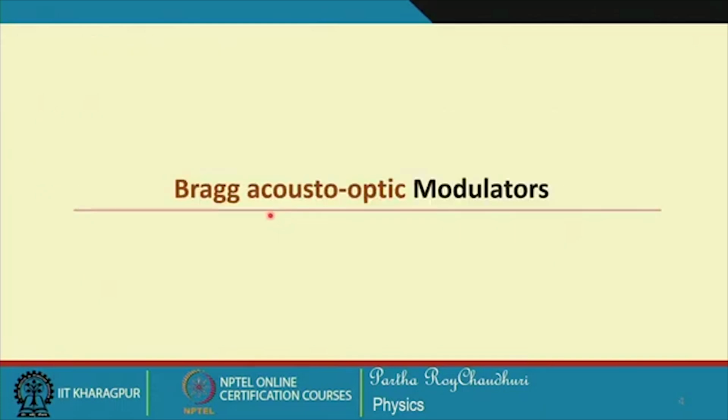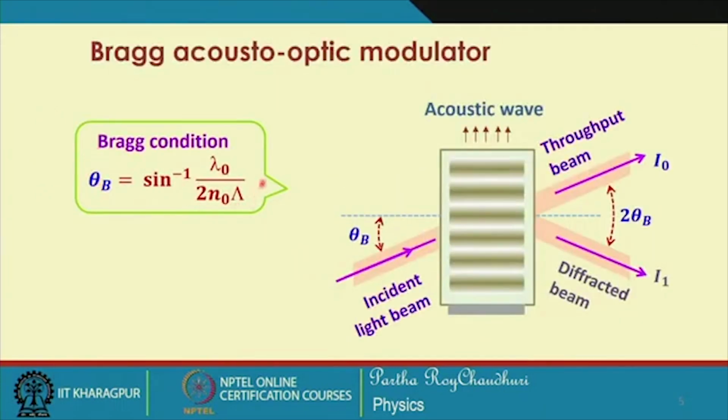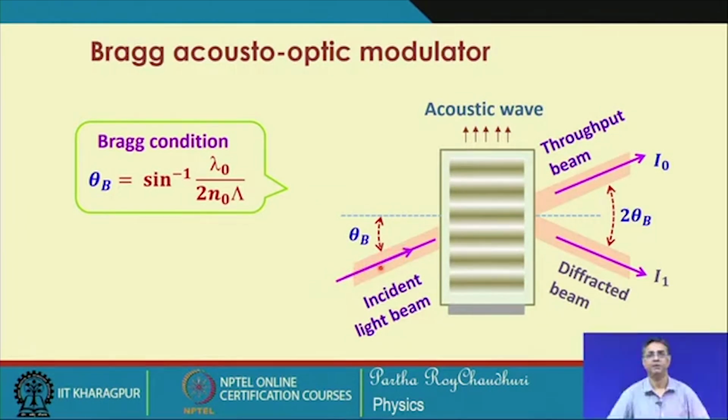So, let us begin with this Bragg condition, that is theta b equal to sin inverse of lambda 0 by twice n 0 capital lambda, and the basic configuration is the same, that you have an optical beam incident at Bragg angle. There will be a through beam, which is in the absence of any acoustic field, and there will be a diffracted beam when this acoustic frequency is there, and that satisfies the Bragg condition of this angle theta b.